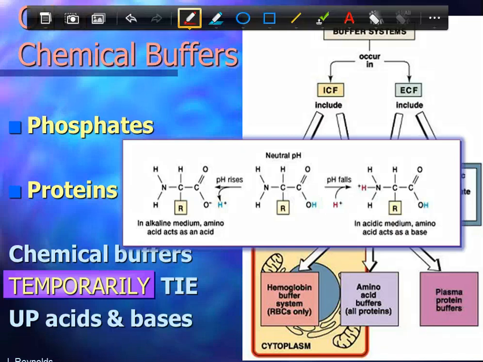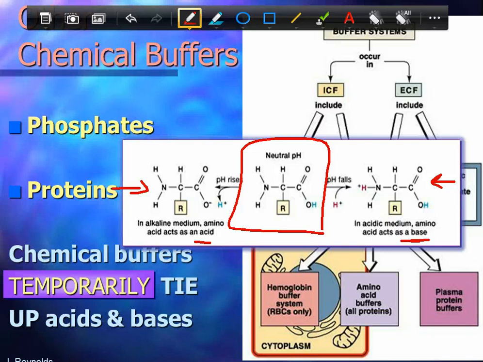Here is an amino acid right there. Or I could have a lot of amino acids. It doesn't matter. Anyway, depending on pH, whether your solution is alkaline or acidic, this amino acid or the protein, because a protein will have a carboxyl on one end and an amino group of another amino acid at the other end, will vary to act as either a base or as an acid. An amino acid can act as a buffer.